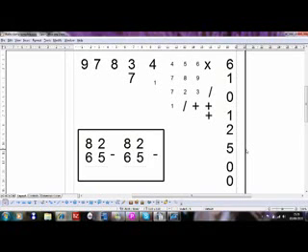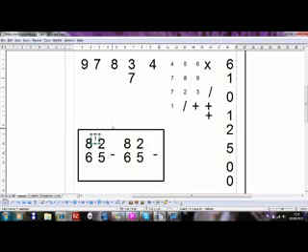Subtraction. We're going to look at 3 different methods for subtraction. Let's look at our first sum here, 65 from 82. Firstly, we look at the units and we can see straight away that we're not able to take 5 from 2. So we need to borrow one of our tens from the tens column.